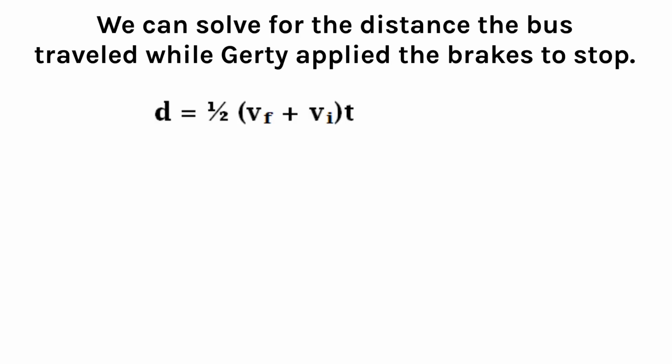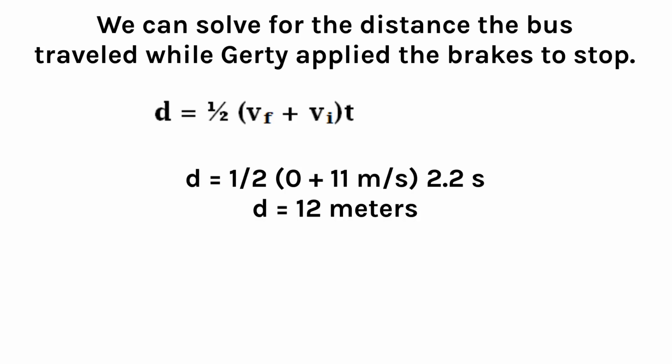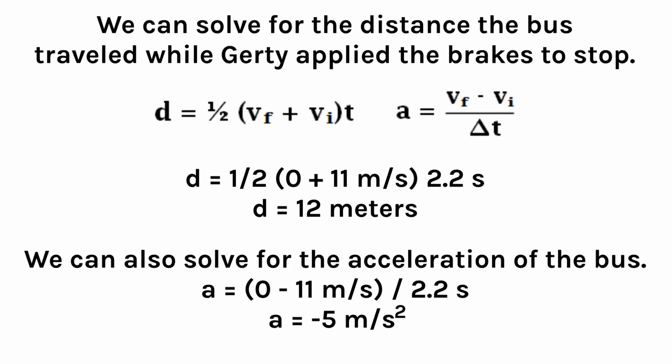We can solve for the distance the bus traveled while Gerty applied the brakes to stop. Using the initial and final velocity and time, we see it traveled 12 meters while coming to a stop. We can also solve for the acceleration of the bus using the same variables. The acceleration is -5 meters per second squared.